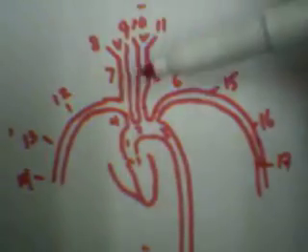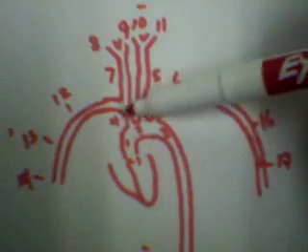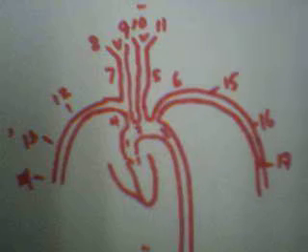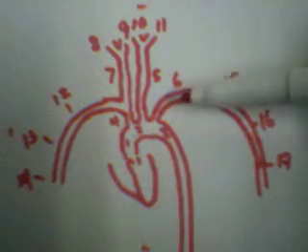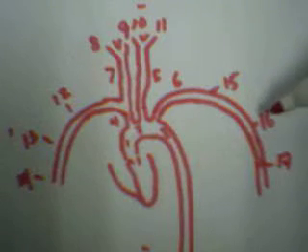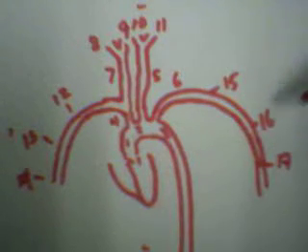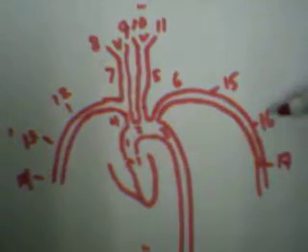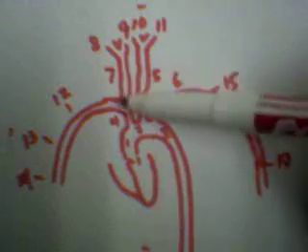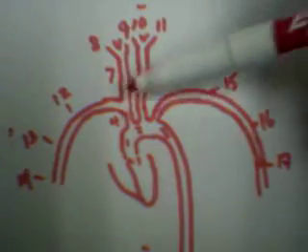So the 3 main branches: brachiocephalic artery, left common carotid artery, left subclavian artery. The left subclavian artery continues as number 15, and then as it passes through the axilla, the armpit, becomes the axillary artery, and then as it passes into the arm, becomes the brachial artery. And this is also illustrated on the other side.